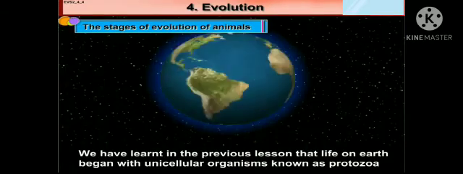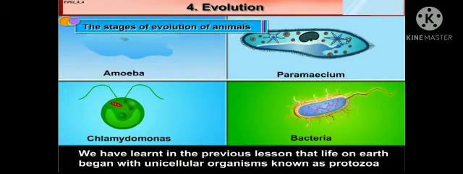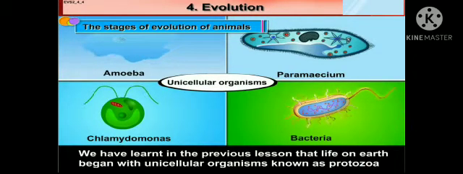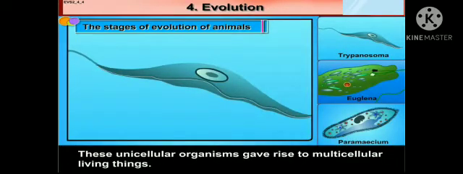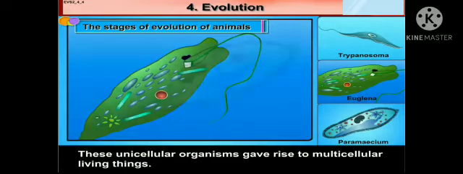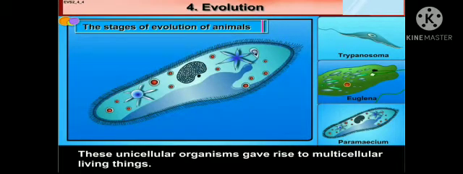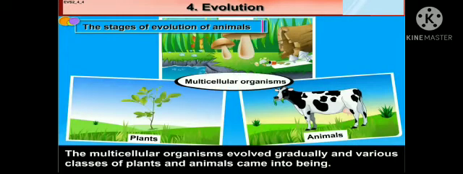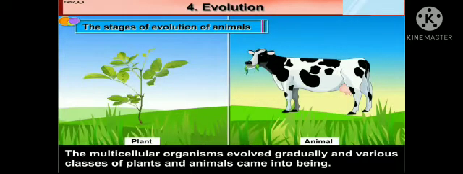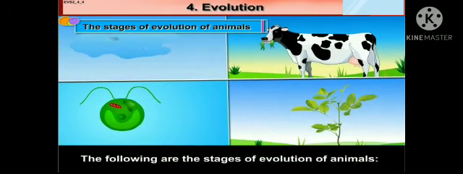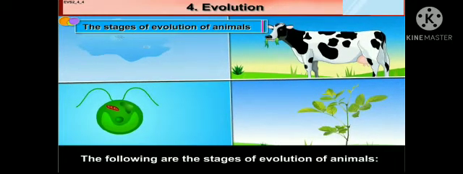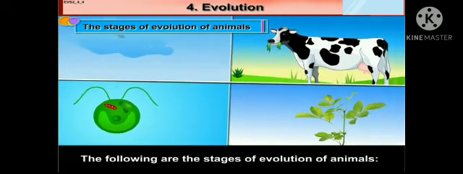The stages of evolution of animals. We have learned in the previous lesson that life on Earth began with unicellular organisms known as protozoa. These unicellular organisms gave rise to multicellular living things. The multicellular organisms evolved gradually and various classes of plants and animals came into being. The following are the stages of evolution of animals. Let us see. What are they?